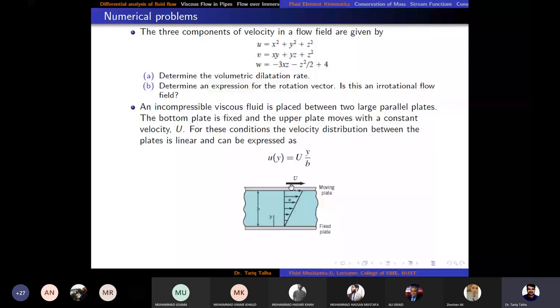So this kind of flow is called Couette flow, and we are going to discuss this flow at the end of this chapter in detail after the derivation of the Navier-Stokes equation. And this is the flow which usually happens in all the bearings installed in our turbo machinery. In a bearing, the inner ring is attached with the shaft, and the outer ring is moving with the rotor. So that is the practical application of this flow, and we will discuss it at the end of this chapter also. Now we need to calculate the volumetric dilation rate. So let's do it on the whiteboard.